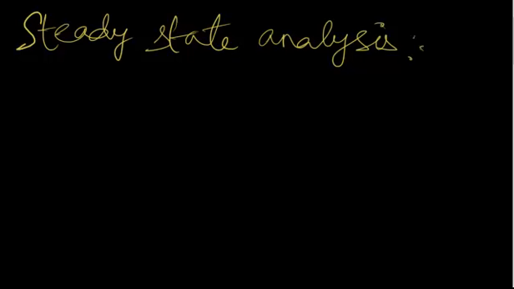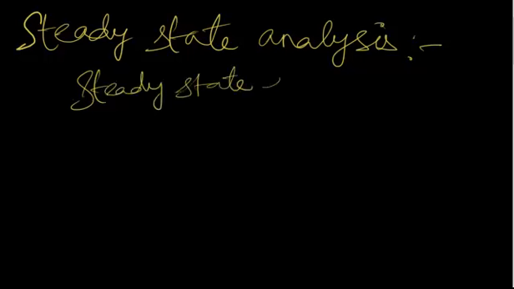We have steady state analysis, where we analyze the states of a system. For example, we saw earlier what the steady state error is. Steady state error is a measure of the accuracy of the system. It is the difference between the actual output and the desired output.